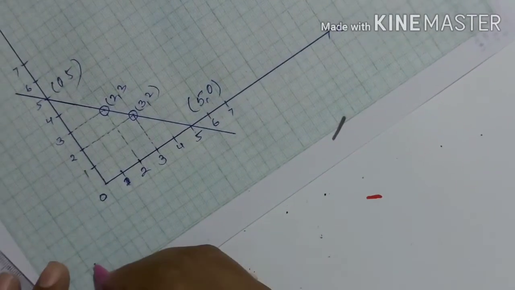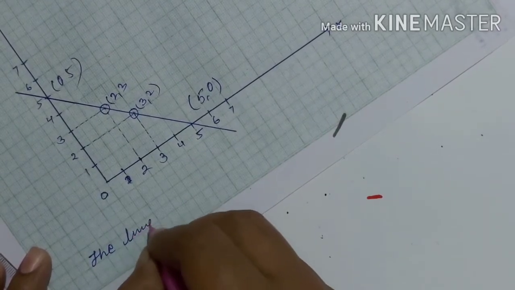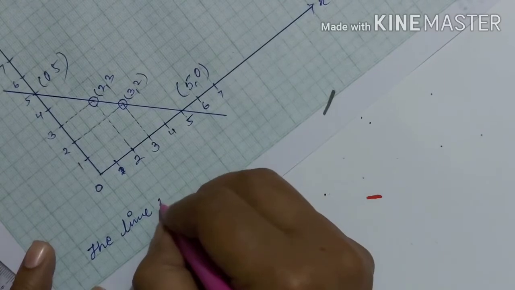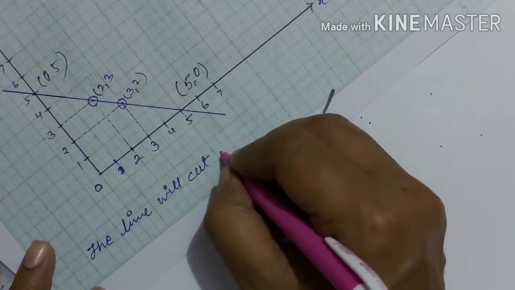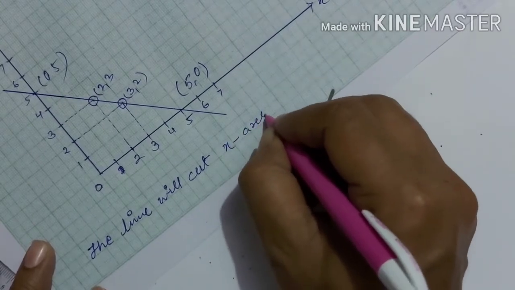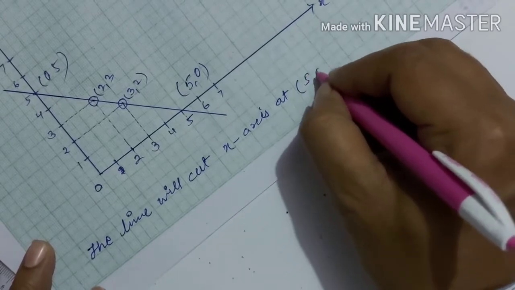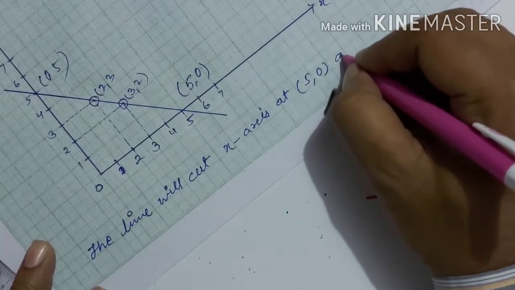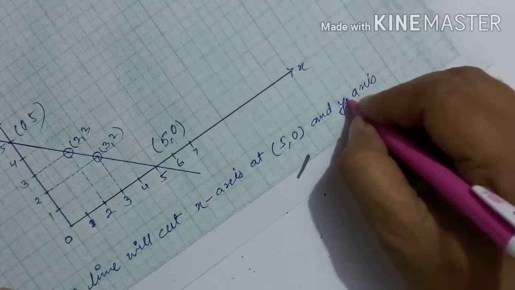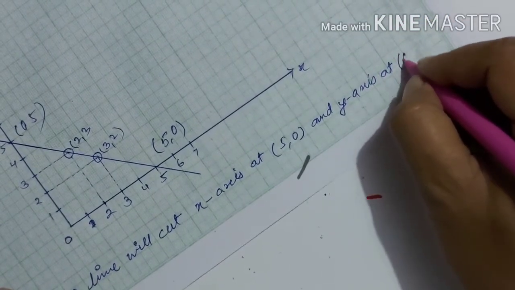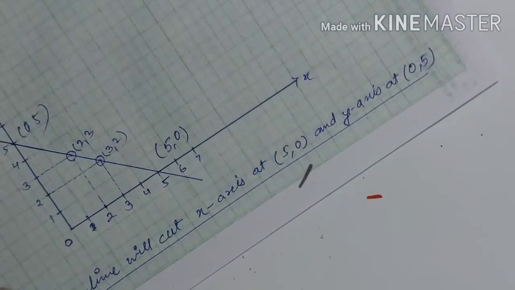So you write the answer: the line will cut the x-axis at point (5, 0) and the y-axis at (0, 5). So this is the answer.